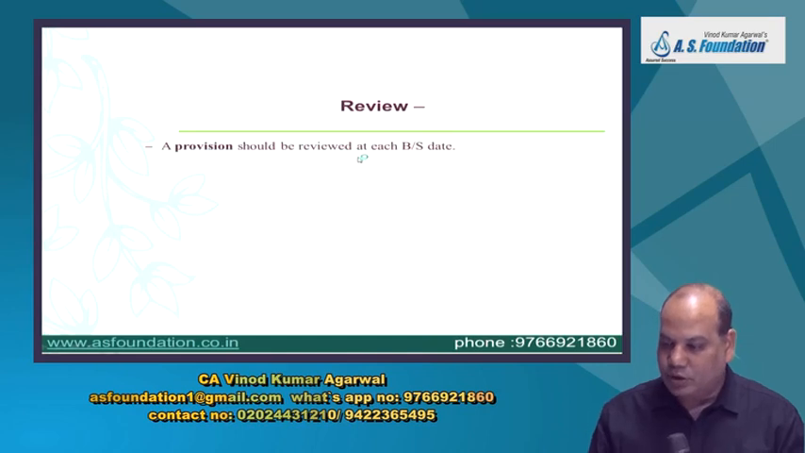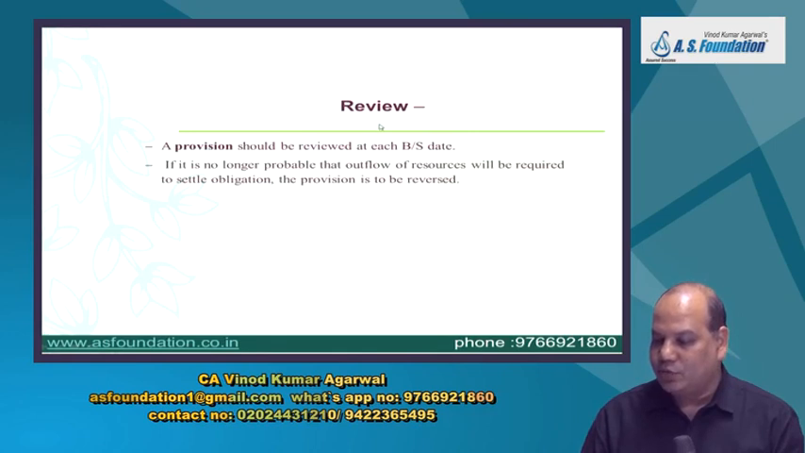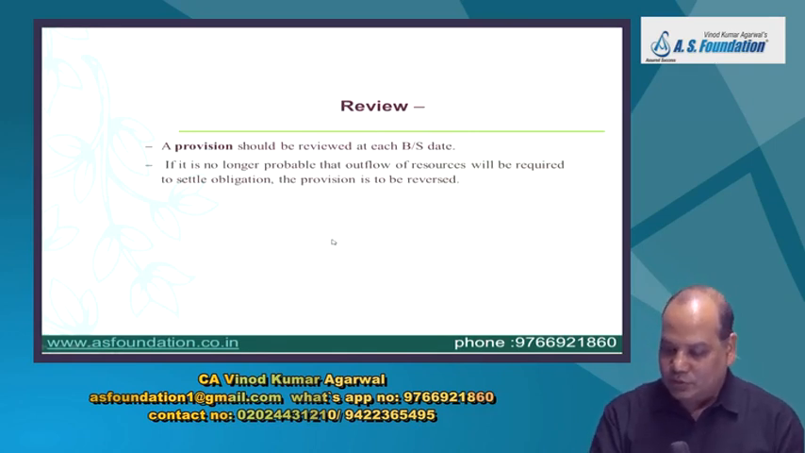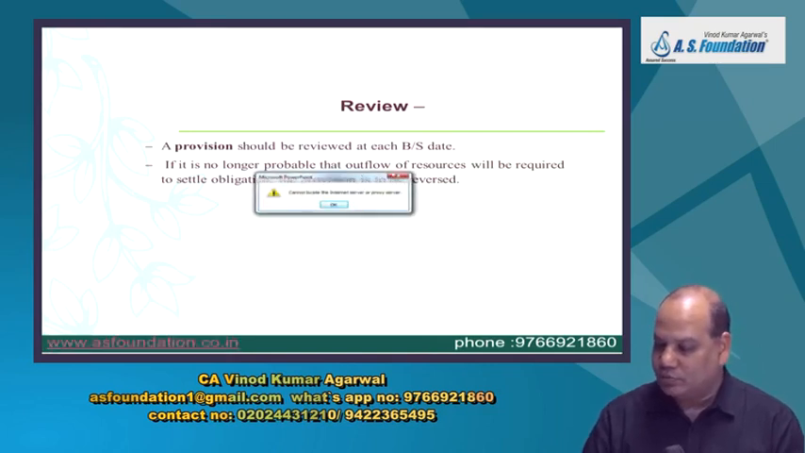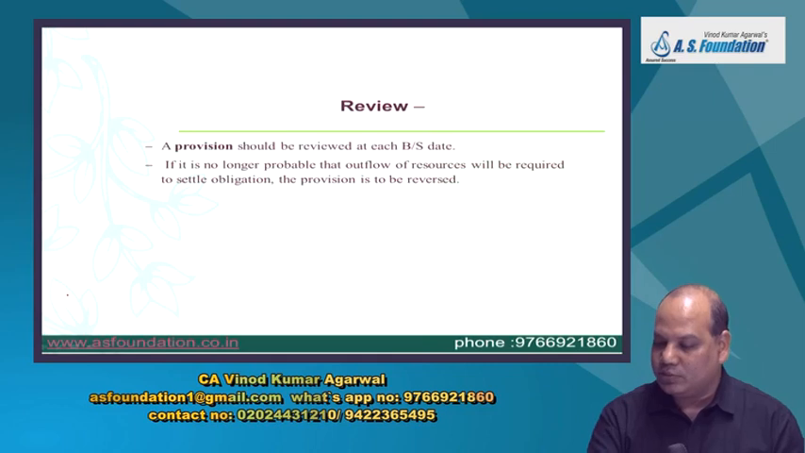Next line, review. Provision should be reviewed at each reporting date. Write down reporting date instead of BS date. Now, what is the need for review? Why can't you keep it constant? Because provision, as you know, is an estimated figure, and in IAS 8 also you have learnt, estimates can be revised based on new information, experience gained, etc. So therefore you need to revise the provision.